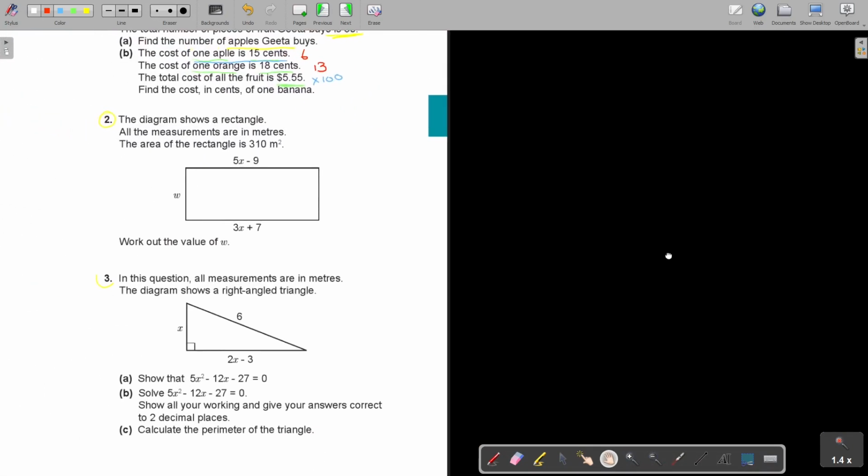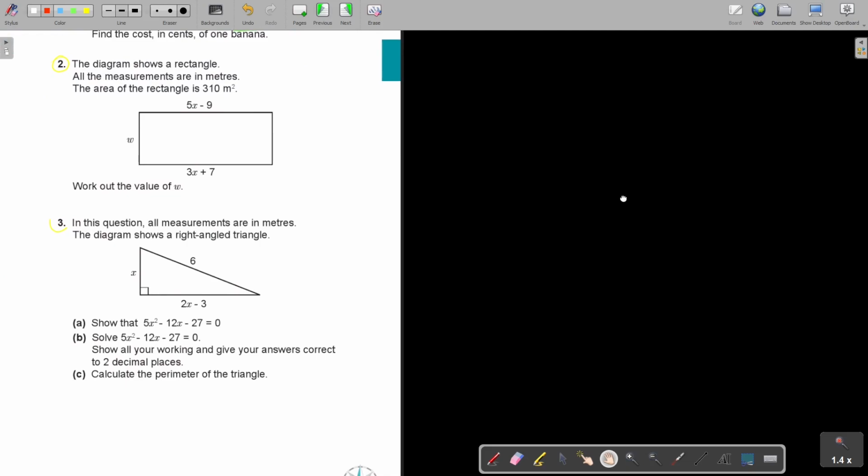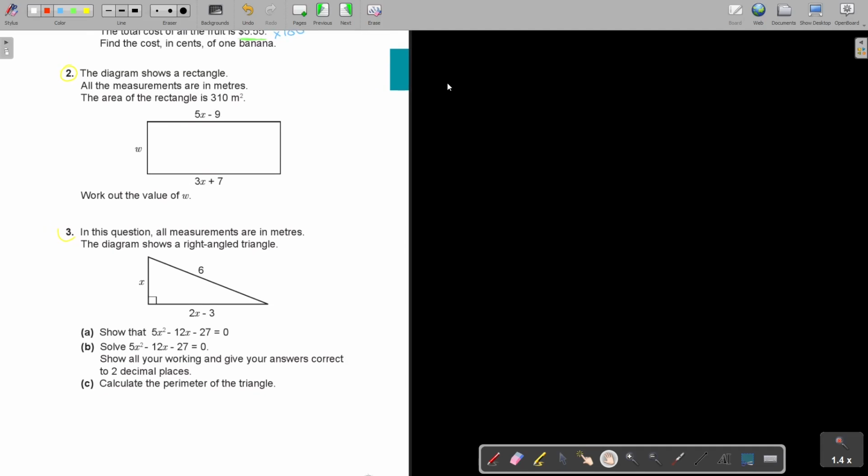Okay, so let's start with number 2. They love working with shapes also. So the diagram shows a rectangle. All the measurements are in meters, so just keep that in mind. The area of the rectangle is 310. Now, this is a very basic one. I started very nice. Okay, so there is number 2.